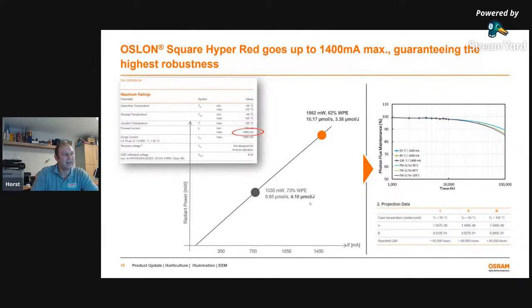And you see that doubling the current from 700 milliamps to 1400 milliamps, you are almost doubling the micromole per second, the photon flux value. The double would be around 11.2 or 11.3, and now you see we have here 10.17. So that means the LED is getting slightly more inefficient if you drive it harder. But it's your decision how you want to design it, and of course the efficiency goes slightly down. So you can look for your sweet spots here, and we have quite a wide range.